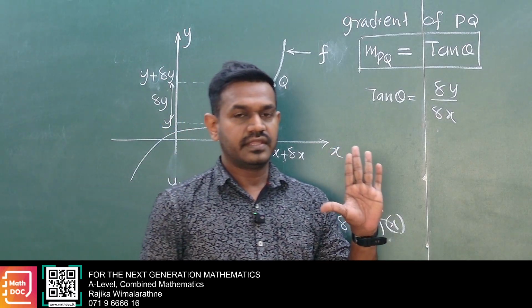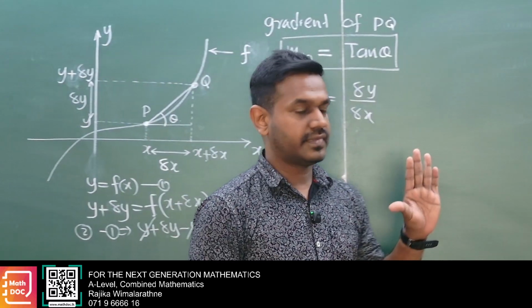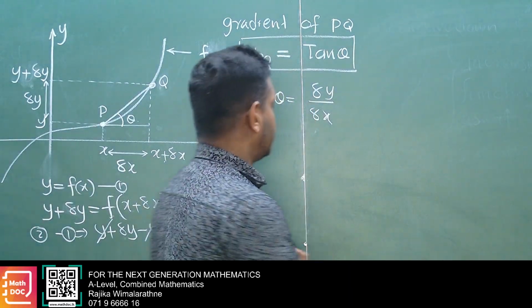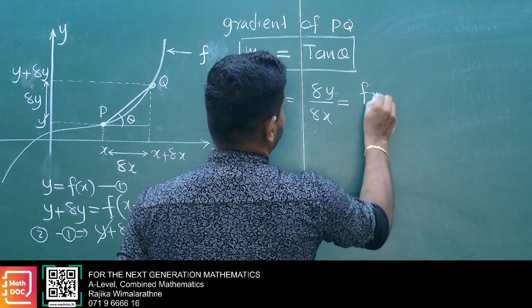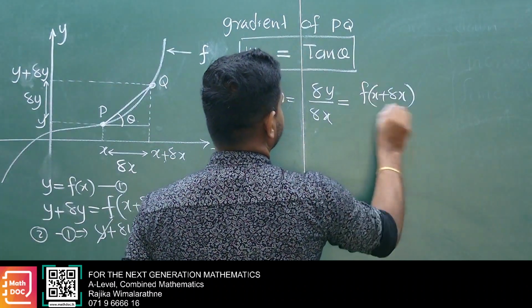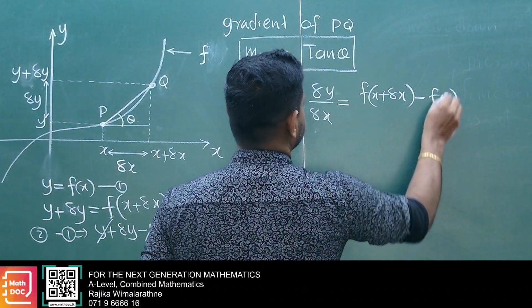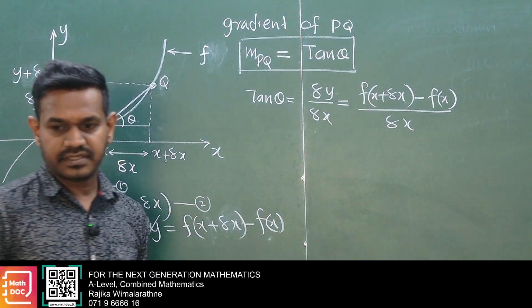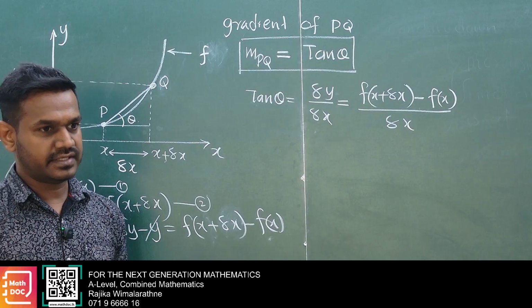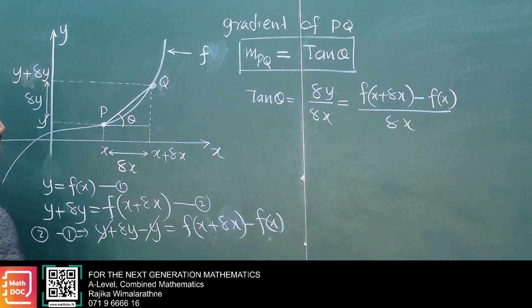Okay, then I'll write this one further. Here delta y over delta x equals f(x plus delta x) minus f(x), divided by delta x. That is our gradient now.